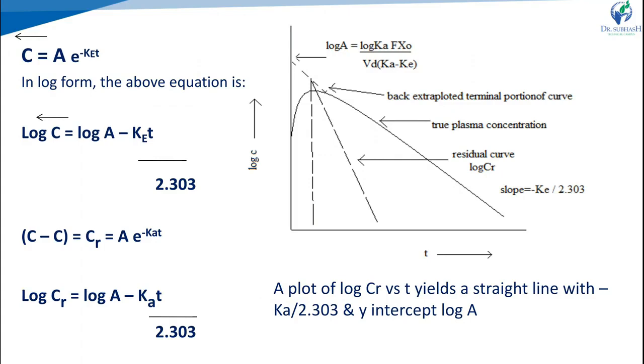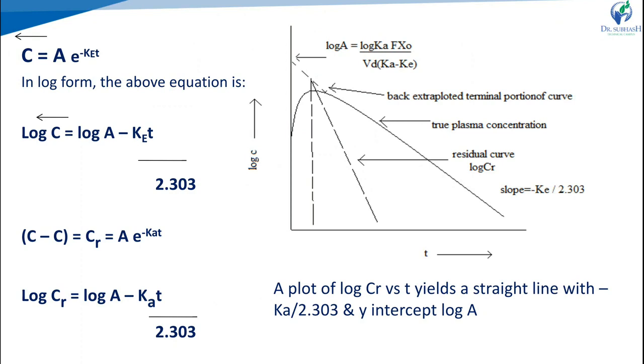Okay, next we subtract the true plasma concentration value from the back extrapolated value. So C back extrapolated minus C gives the residual concentration, that is Cr. So the equation becomes A e raised to minus Kat. In log form, log Cr is equal to log A minus Kat upon 2.303. So here we can plot the graph log C versus time.